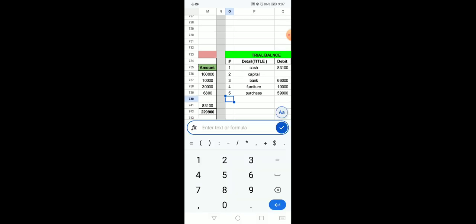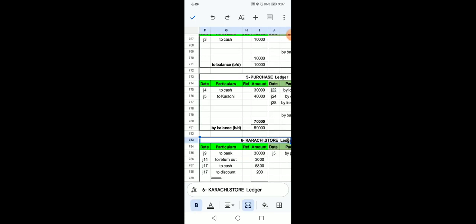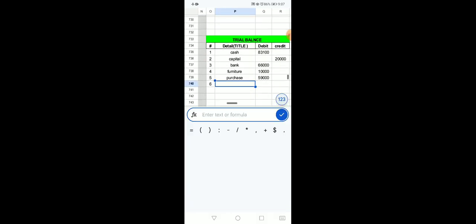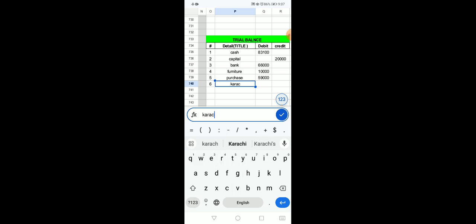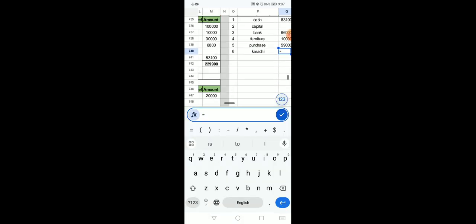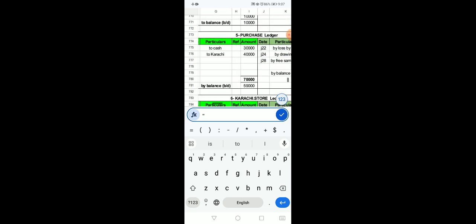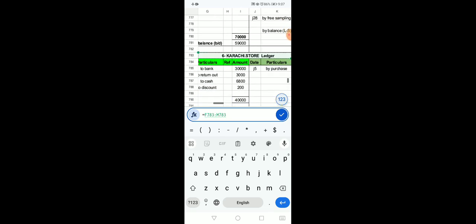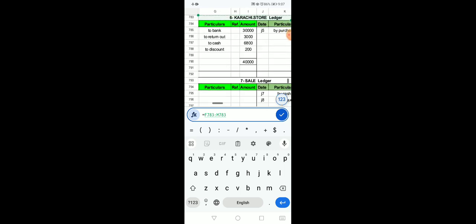Now let's see what ledger number 6 is saying. Ledger 6 is for Karachi store. Write down the title, Karachi, over here. Now see where the balance is written. Balance brought down we are looking. Karachi store ledger. No balance is present over here.